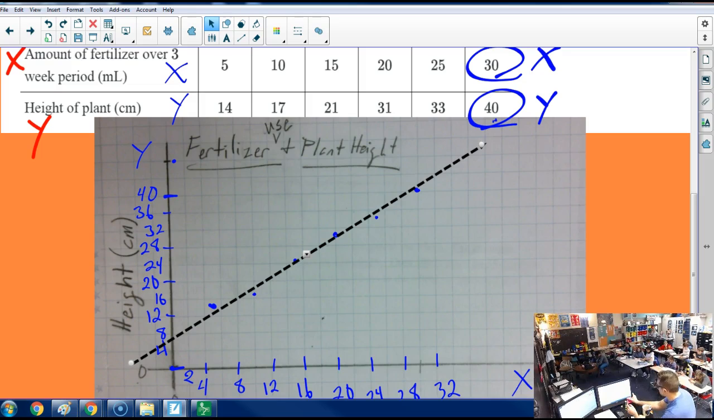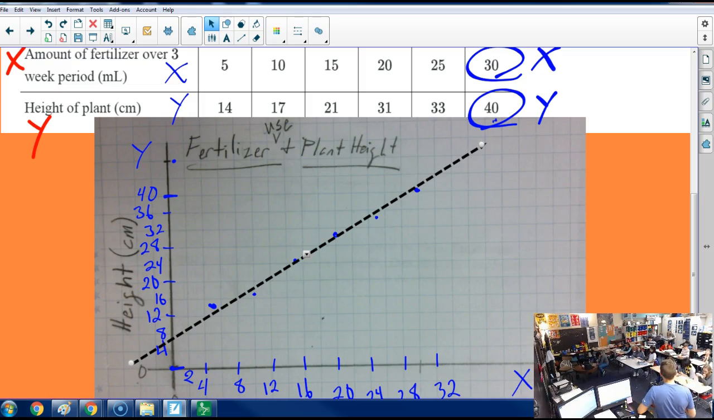So I think what you're trying to say is as fertilizer usage increases, the plant height also increases. There we go. So that is positive association. As one thing increases, the other thing increases. Your input, your variable, the thing you controlled is what you're comparing to the results that you cared about.